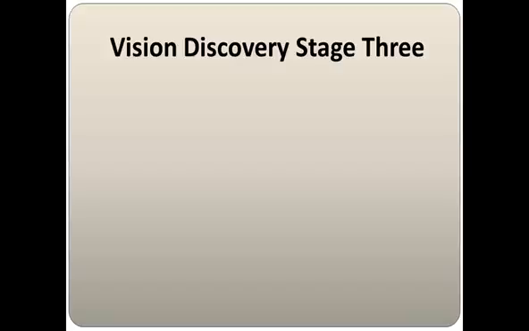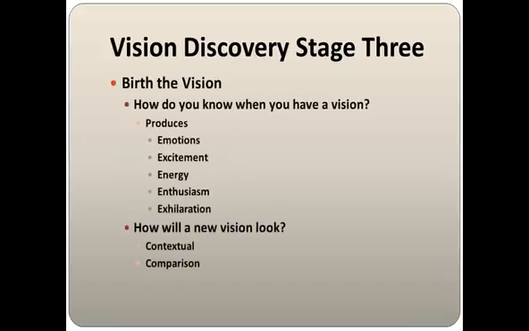The third stage that we're going to deal with is concerning the vision discovery, is to birth the vision. Now, how do you know when you have a vision? Well, first thing it does, it produces something: emotions, excitement, energy, enthusiasm, and exhilaration. It produces in my mind, and it will produce in your mind.